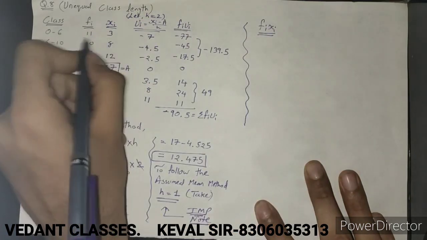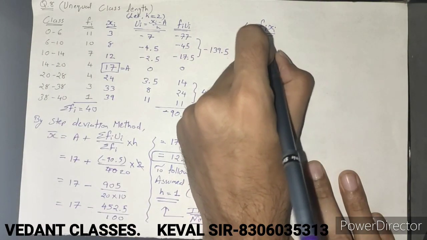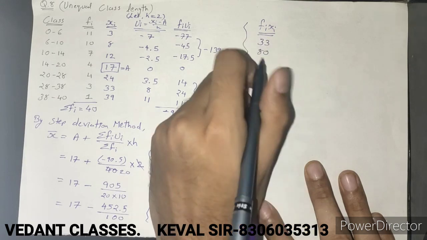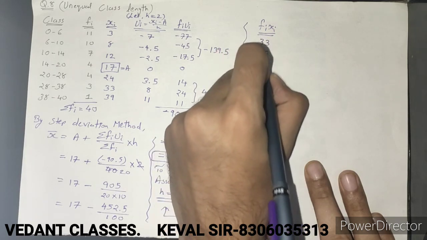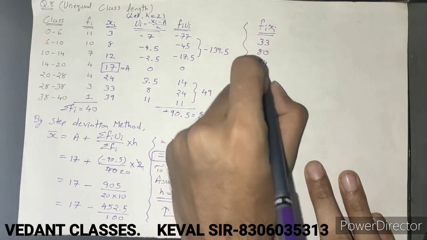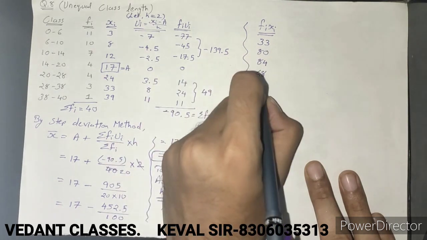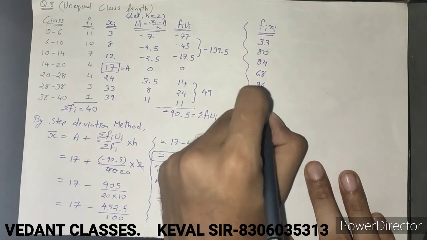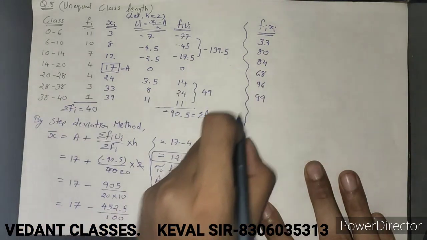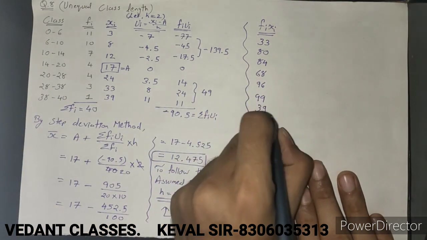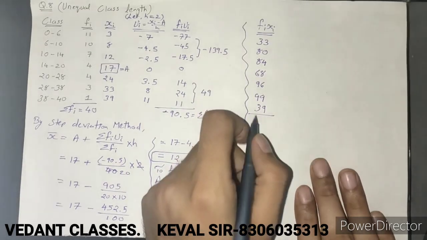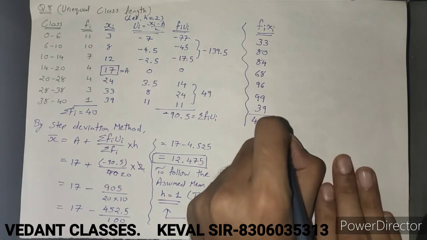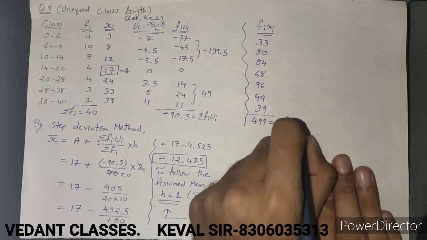What will be the value of this? 33. Then for the second one it is 80, for the third one it is 84, for the fourth one it's 68, for the fifth one it is 96, for the sixth one it's 99, and for the last it is 39. Now when you add all this, you will get the value 499, this will be the value of sigma fi xi.